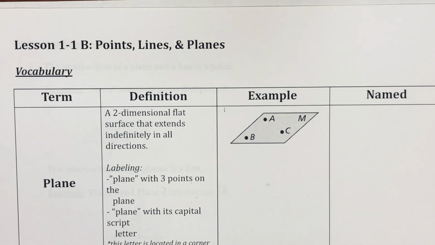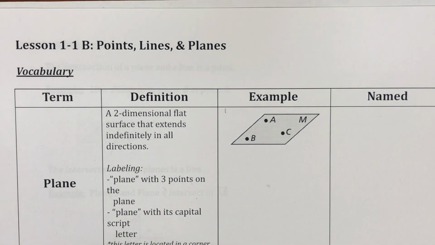A plane is a two-dimensional flat surface that extends indefinitely in all directions. So when we think of a plane, I would think of something like the floor of a room or the ceiling of a room, except it goes on forever and ever and ever.